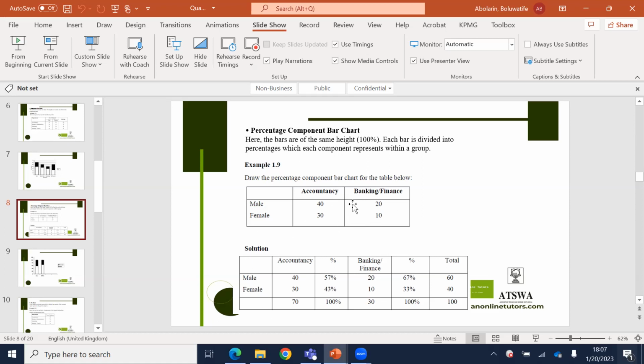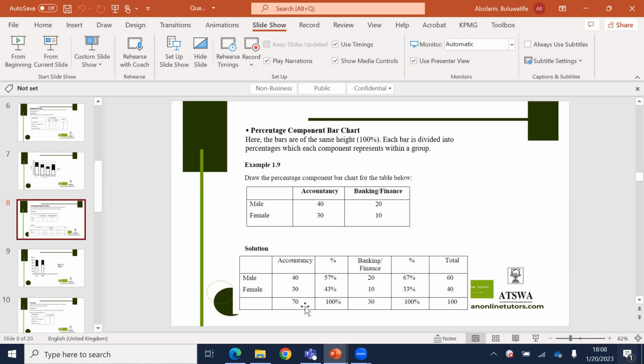So firstly, you are going to make sure you get the total. You will bring it in another table. You will create a column again: male, female, accountancy. You will add these two together. You will add 40 plus 30 together. When you add 40 plus 30, it's going to give you 70. So now to find this percentage, it is easy.